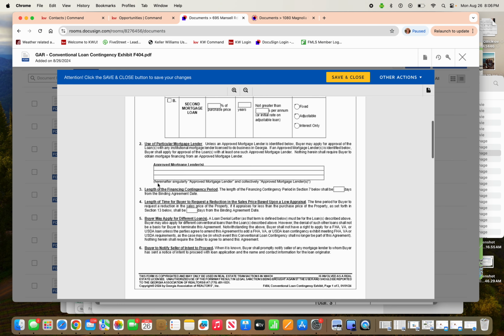And then I'm going to put in our approved mortgage person. I'm going to put Kathy Vitale, and then I'm going to put Onward Mortgage, her email, and her phone number in there. Length of time of financing. That's your financing contingency period for your client.